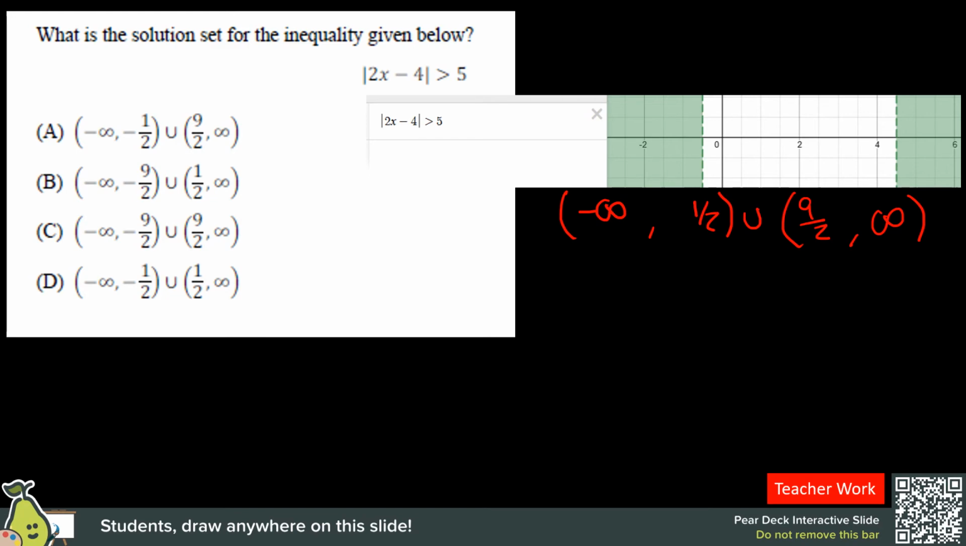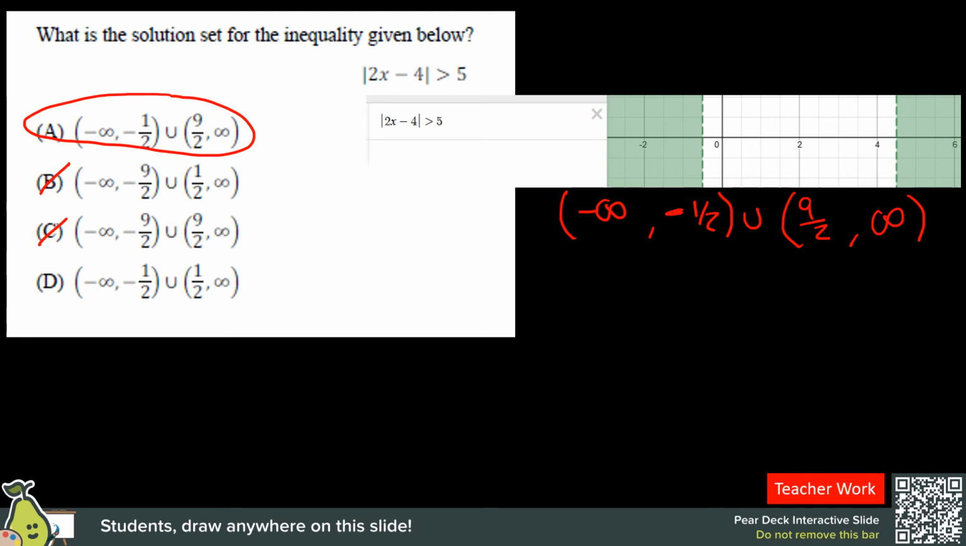So this would be our answer here. Looking at this, we have negative, and this should be a negative 1/2. I apologize for that mistake there. So negative infinity to negative 1/2. So we already know that B and C are no good. And then we would go from 9 halves to infinity. So our answer choice here is A.